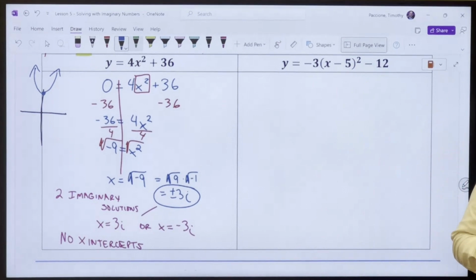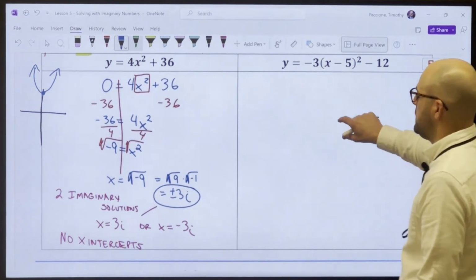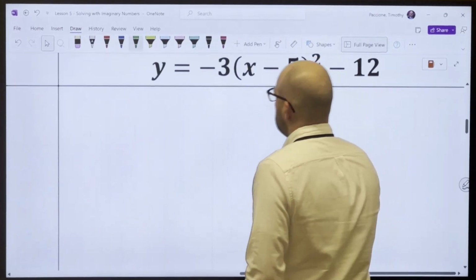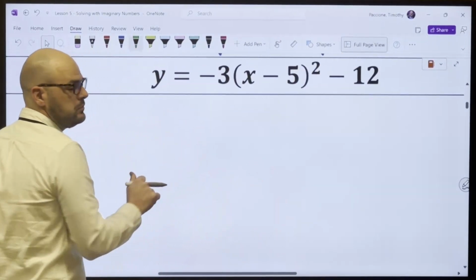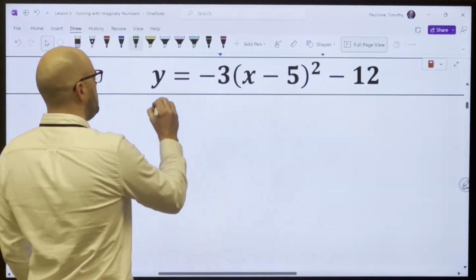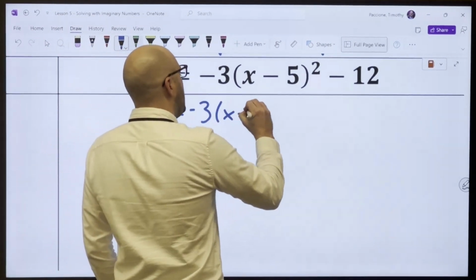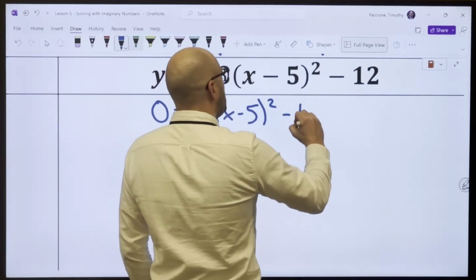Questions? All right, let's look at vertex form. So, first step is always what? Make it equal 0. y is 0. Negative 3 times (x minus 5) squared minus 12.